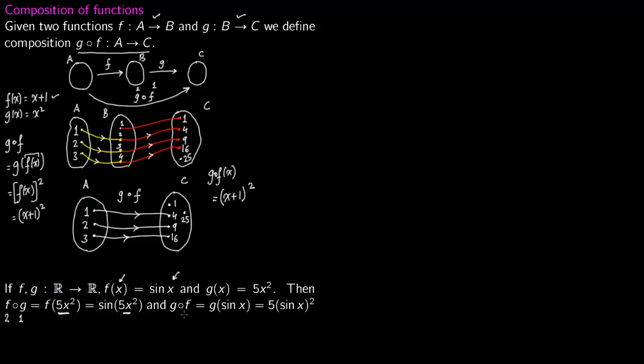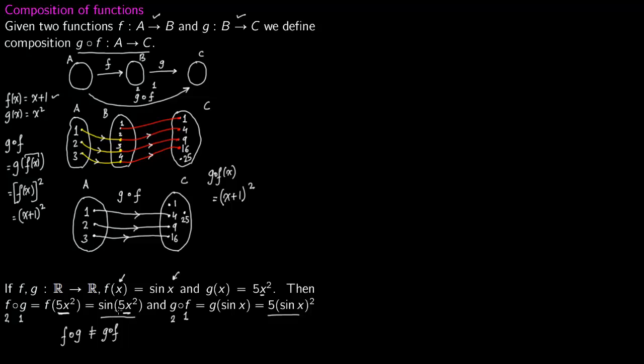Similarly, you can first apply f and then apply g. So this will be g of sine x. g of x is 5x square. So instead of x we'll write sine x. So g of sine x is 5 sine x square. Notice you can immediately see that these two are not equal, because sine of 5x square is not equal to 5 sine x square. So these two functions are not equal. So this was all about composition of functions.